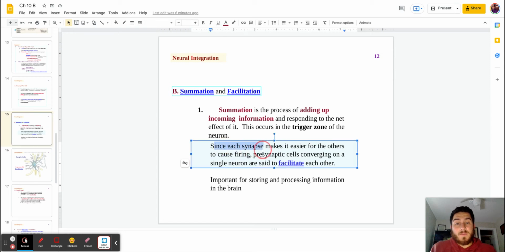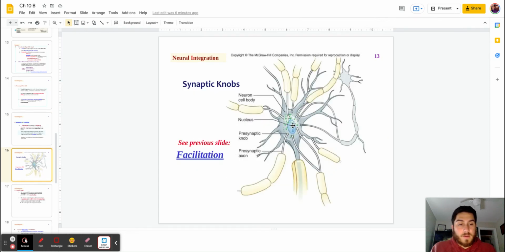Since each synapse makes it easier for others to cause the firing, let's take a second to think about that. That's another way of saying if there's more axons connecting to that neuron, it's going to make it a little bit easier for a stimulus to occur. So, in other words, if I only had one axon, I need to have a pretty strong signal to make this neuron send another action potential. But if I have 8, that's a lot easier. I get a little bit of information from all 8 of these. Good to go. In fact, there may be even more than 8 here as I look at it.